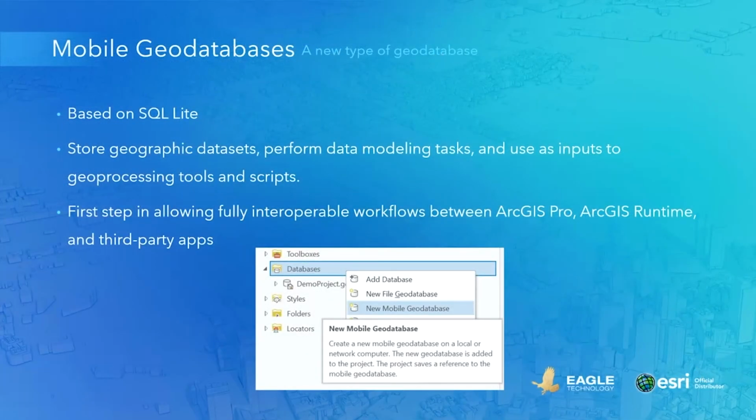ArcGIS Pro 2.7 welcomes a new type of geodatabase, the mobile geodatabase. It's based on an SQL-like format, so it can be queried and reported against by third-party scripts and applications. This makes it a portable option for a geodatabase, and it is able to not only store geographic datasets, but can also perform data modeling and serve as an input to geoprocessing tools. It's the first step in allowing fully interoperable workflows between ArcGIS Pro, ArcGIS Runtime, and even third-party apps, which is exciting news for you developers out there.